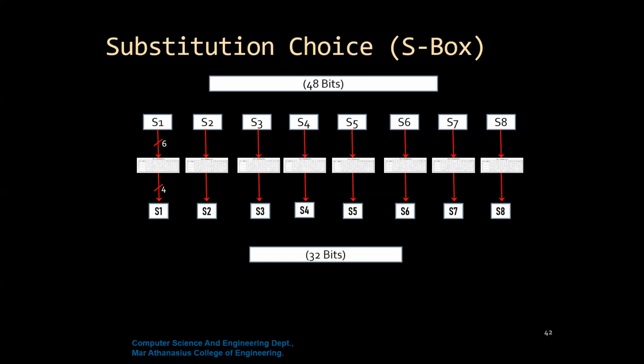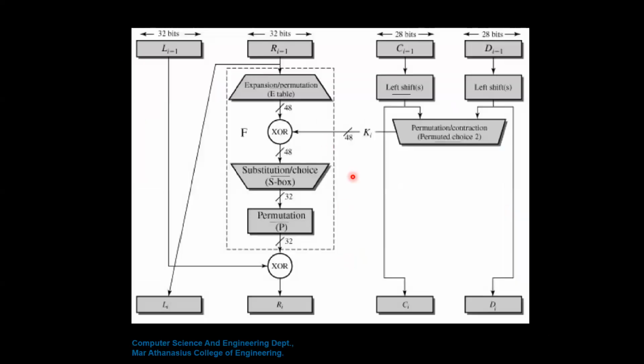Okay. Going back to the round. We performed the substitution choice. The input was 48 bits. That was substituted and reduced to 32 bits. Now this 32-bit block is given to a permutation box, a normal permutation box P. Let's see what happens inside. Normal permutation means just moving bits to new positions.